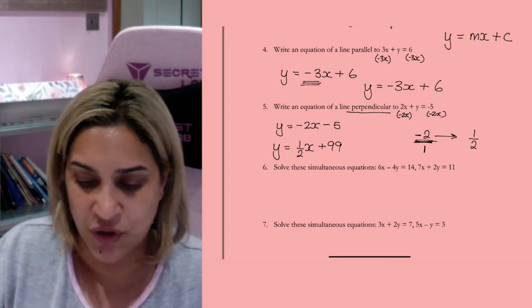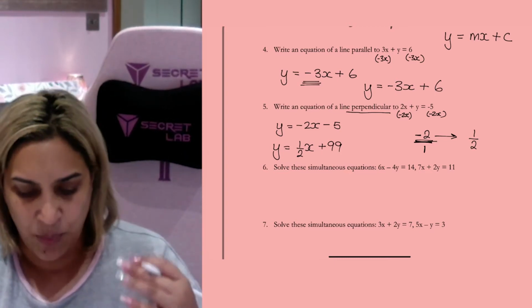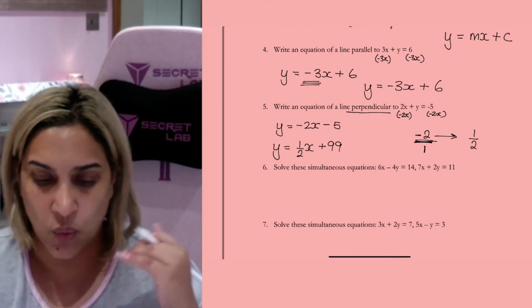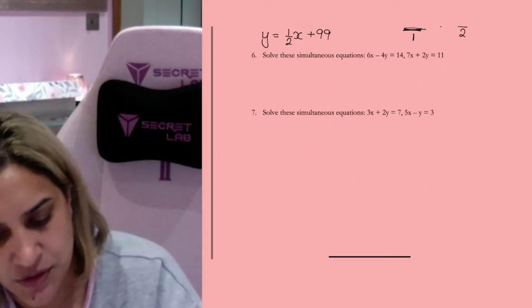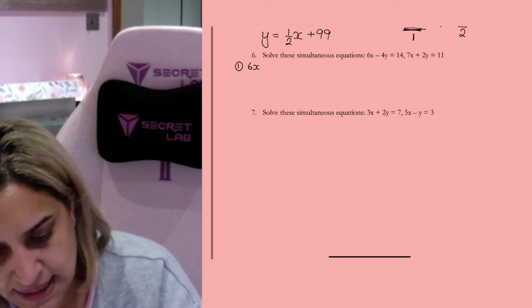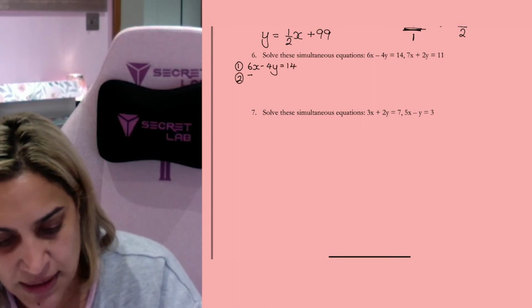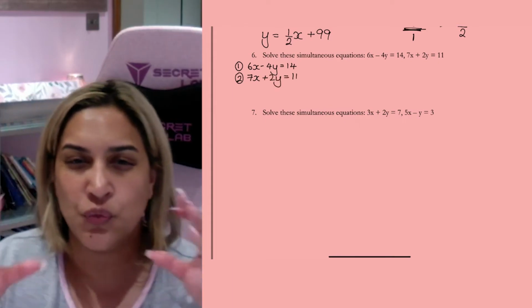Right, so now we've got some simultaneous equations. So step 1, you're going to write them on top of each other and label them. Call them 1 and 2. Okay, so we've got 1, 6x minus 4y equals 14, and 2, 7x plus 2y equals 11. Now these are your rules.